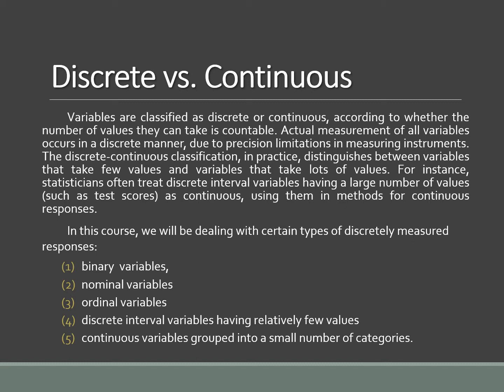Nominal variables, as defined earlier, take on more than two values, but there's no ordering. Then ordinal variables are categories which are in order. Then we have here numbers 4 and 5, as you could see. Number 4 is discrete interval variables having relatively few values.